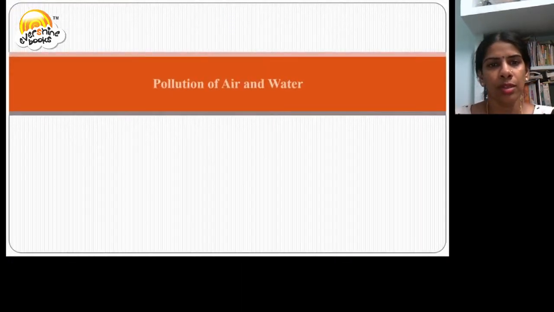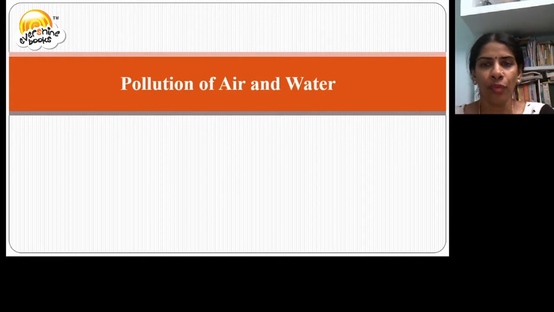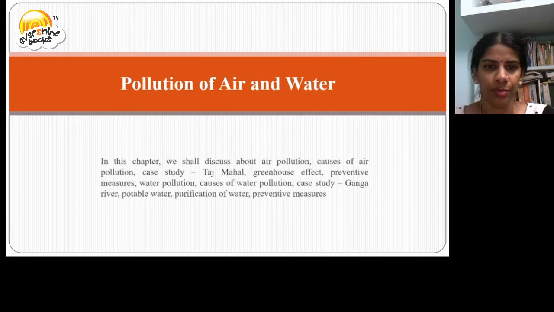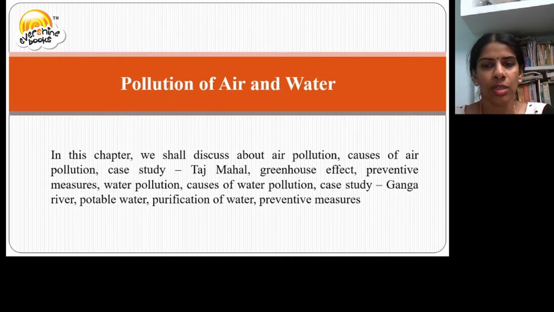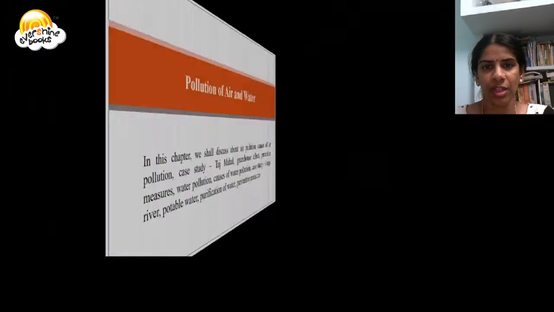Today we are going to learn the chapter Pollution of Air and Water. In this chapter, we shall discuss air pollution, causes of air pollution, a case study on Taj Mahal, greenhouse effect, preventive measures, water pollution, causes of water pollution, case study of Ganga River, potable water, purification of water, and preventive measures. Let us begin the chapter.